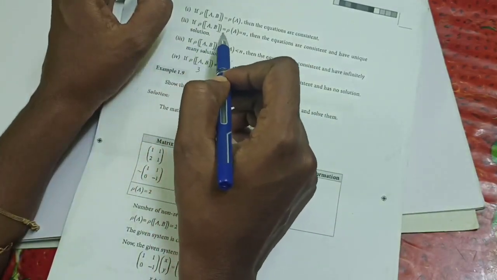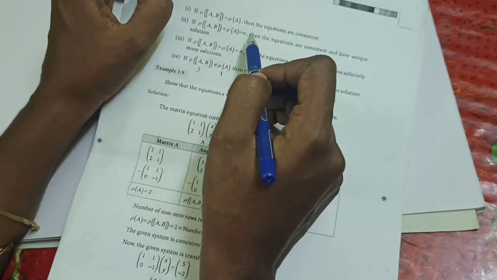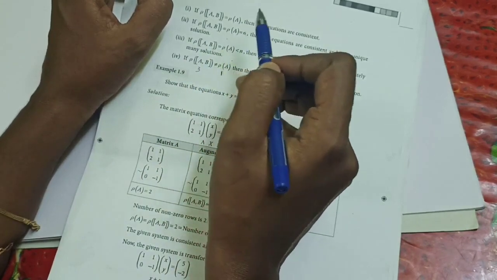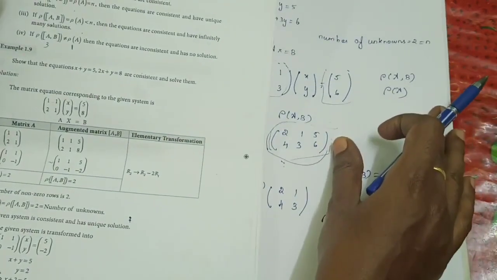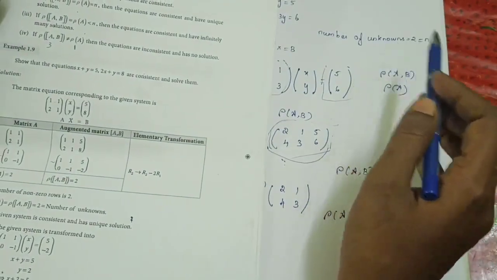Then let's move to the next one. If rank of A comma B is equal to rank of A equal to n. Here n, as I said at first, means the number of unknowns.